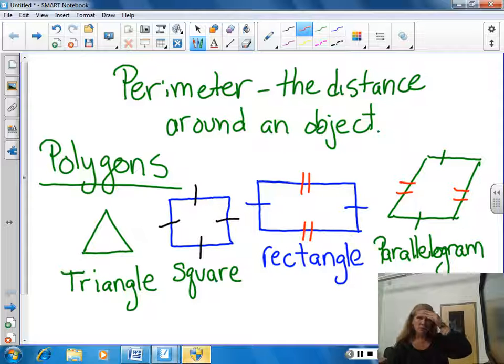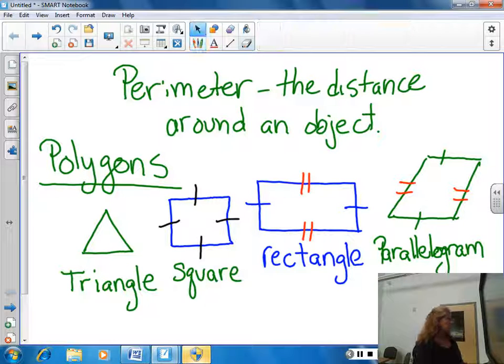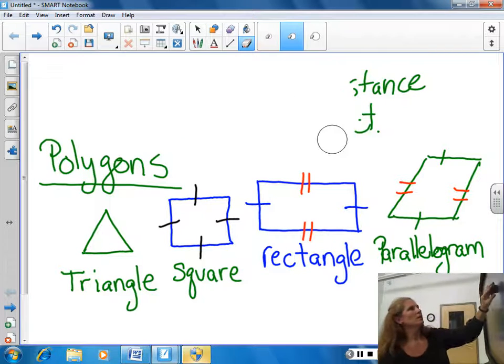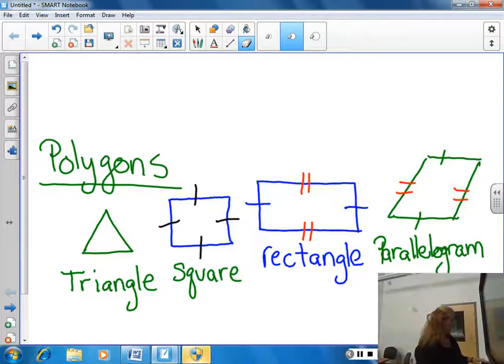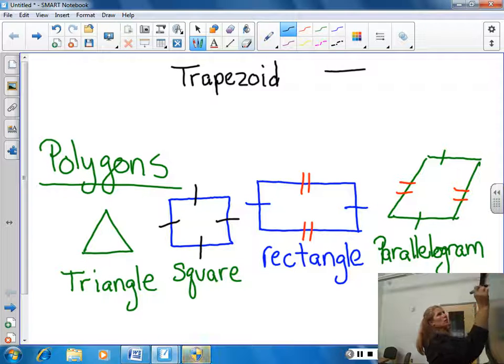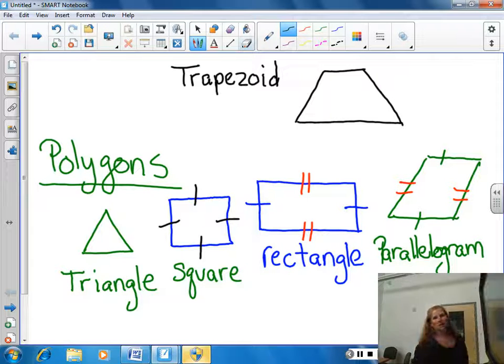There's another shape we're going to deal with. I'm going to erase the definition for perimeter, the distance around, so I can draw one more shape that I want to show you, and that is called a trapezoid. It would be really nice on this smartboard to have spell check, because I'm really terrible at spelling, but I think I've got these words down. A trapezoid looks like a triangle with the tip cut off. There's not necessarily any congruent sides here. They could be, but not necessarily, so I'm not going to mark those.